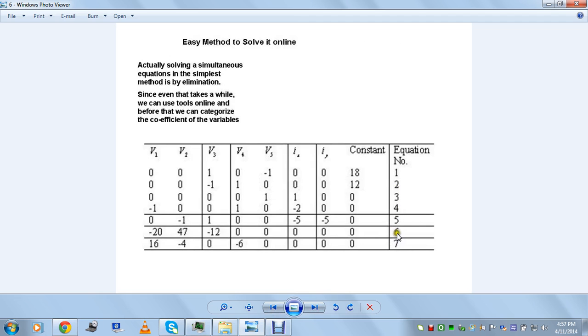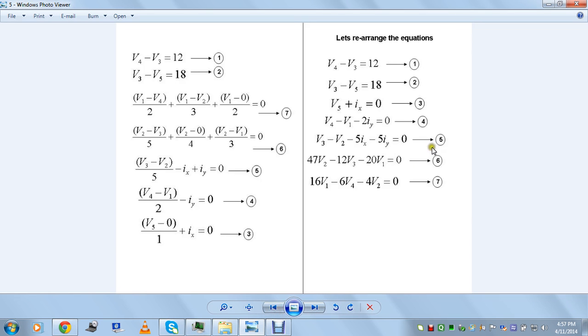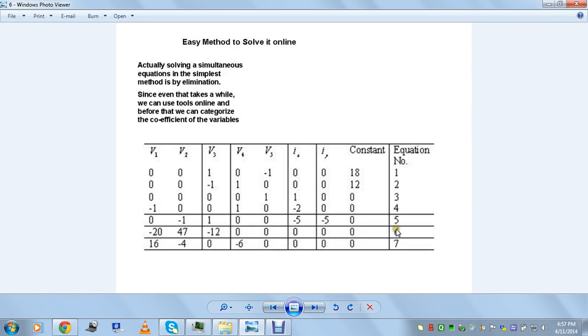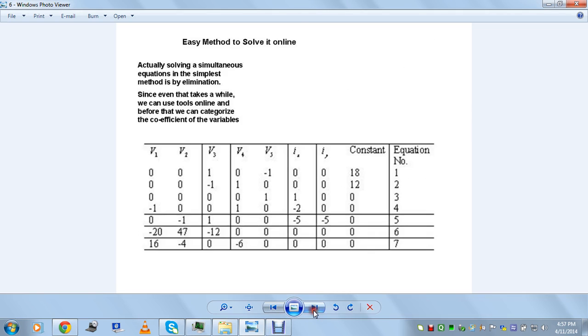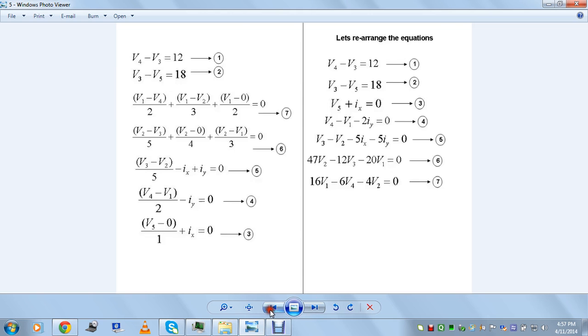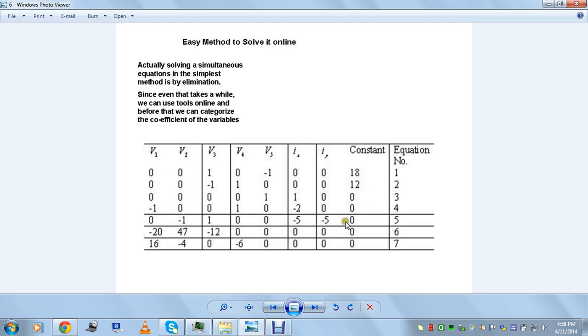For example, I'll take the sixth equation. In the sixth equation, you see 20, 47 and 12 assigned for V1, V2 and V3. V1 has a coefficient of minus 20, V2 is 47 and V3 is minus 12. The rest are 0, the equation number is 6 and the constant is 0. In this way, all the coefficients are taken out in a table.